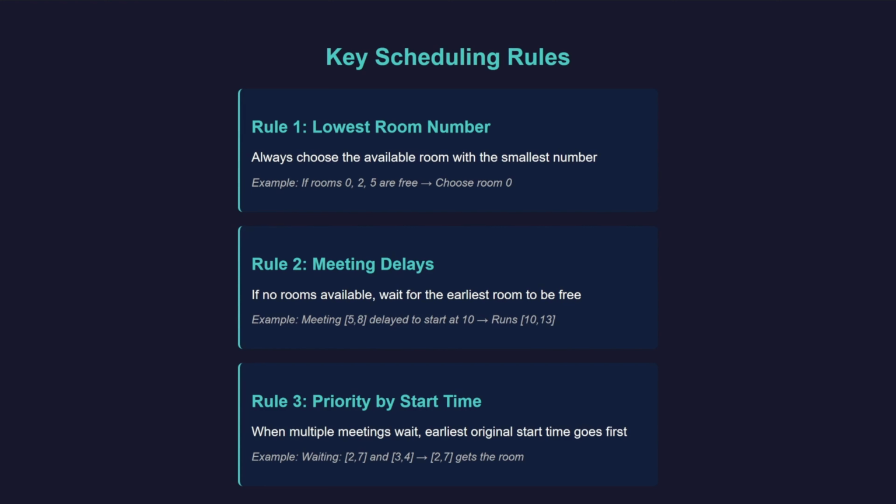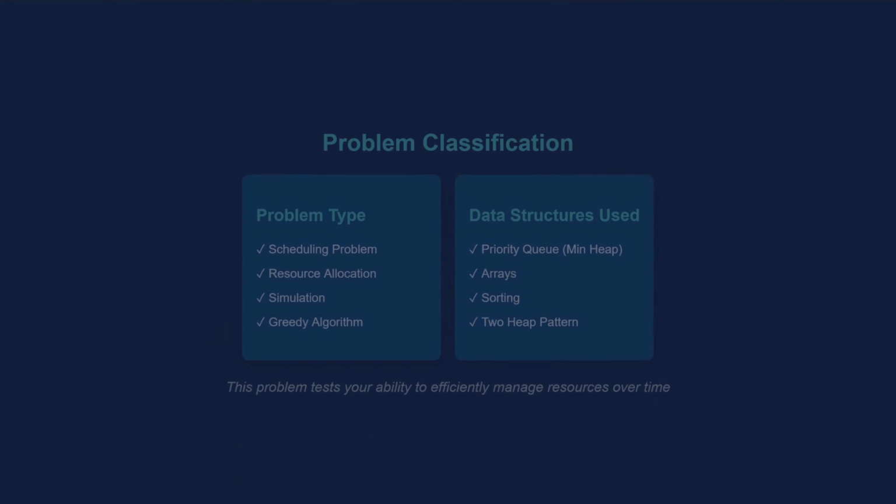Rule 3, priority by start time. When multiple meetings are waiting for rooms, the one with the earliest original start time gets priority. This ensures fairness, first come, first served among waiting meetings. Let's classify this problem to better understand how to approach it. As shown in the left box, this is simultaneously a scheduling problem, resource allocation challenge, simulation exercise, and can be solved using greedy algorithms. Each of these problem types has well-known solution patterns.